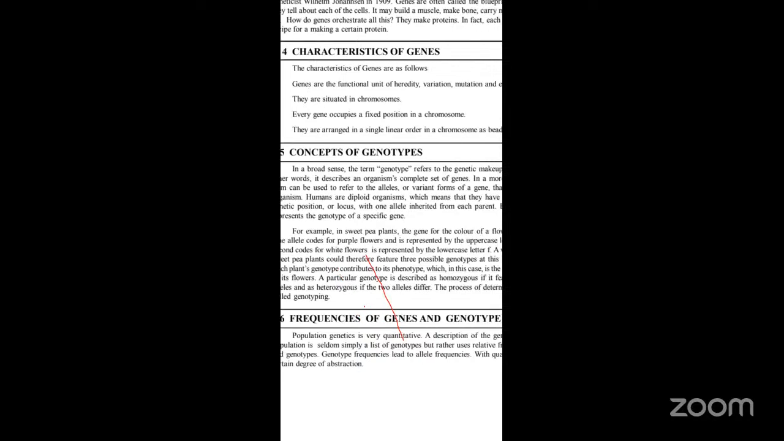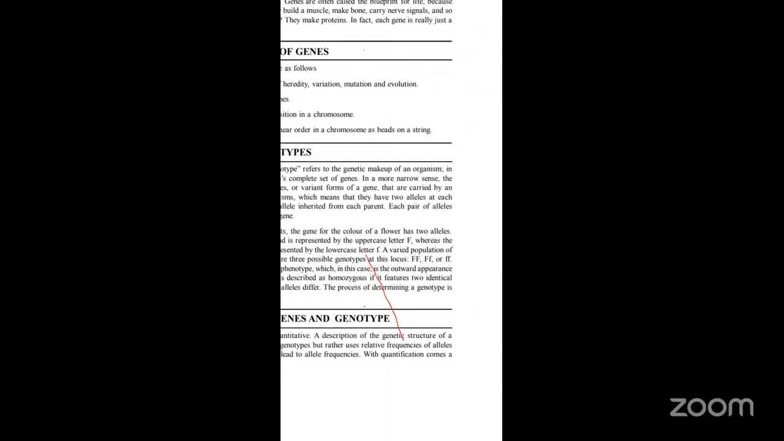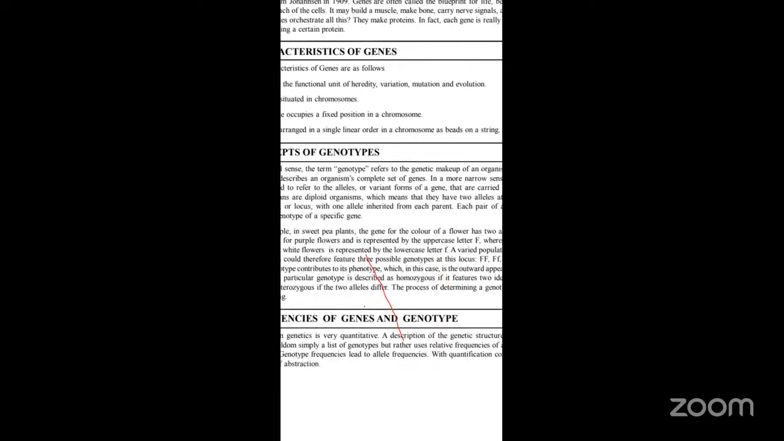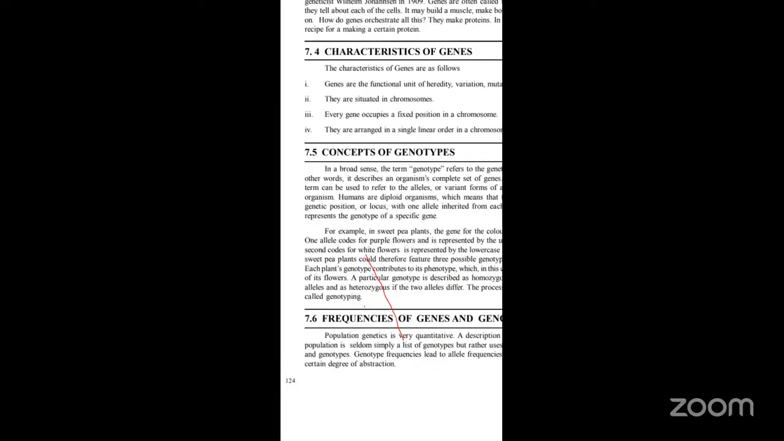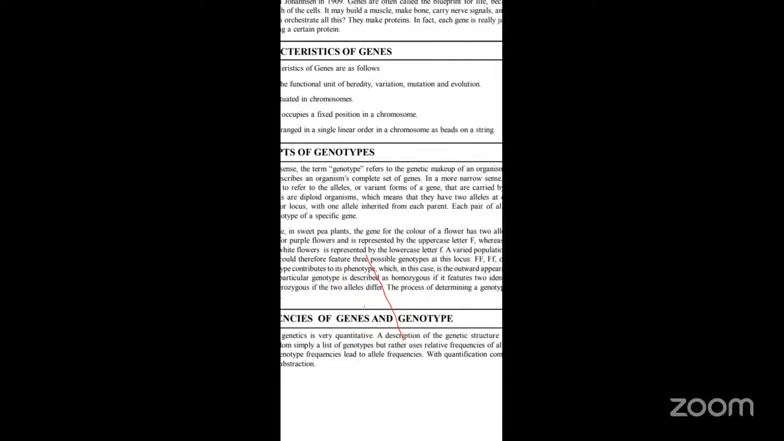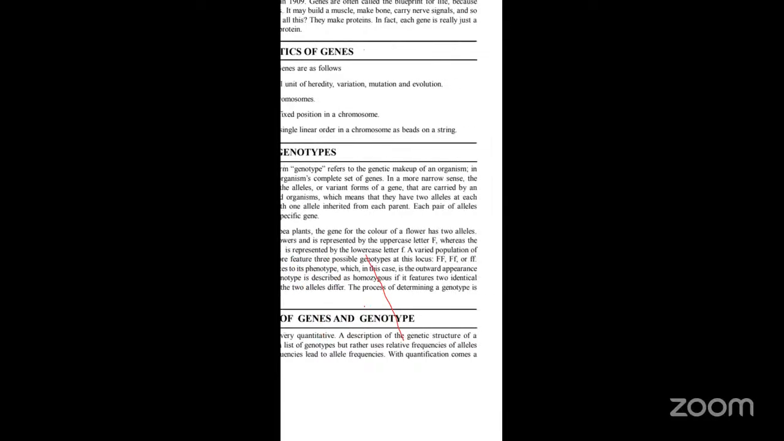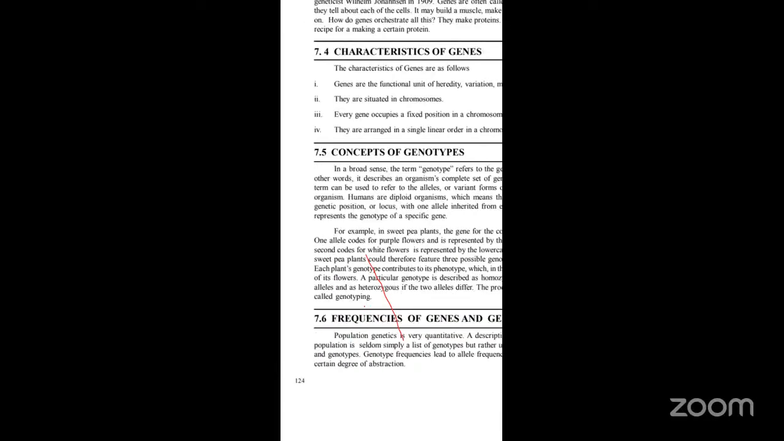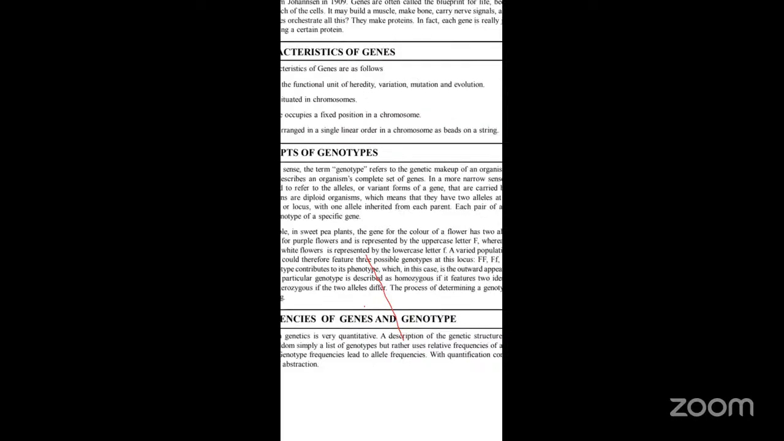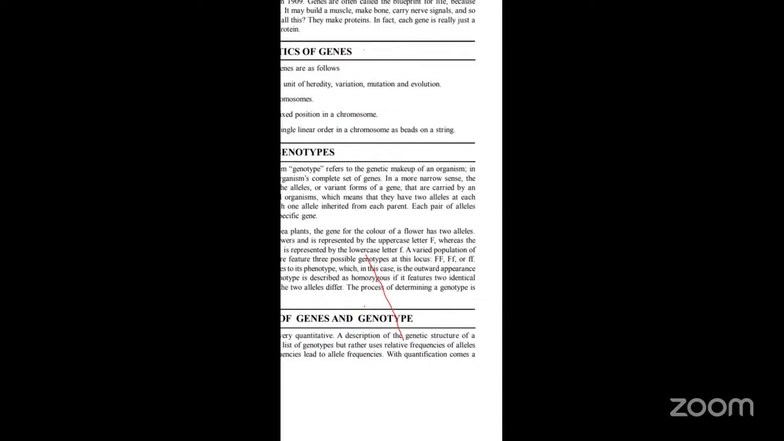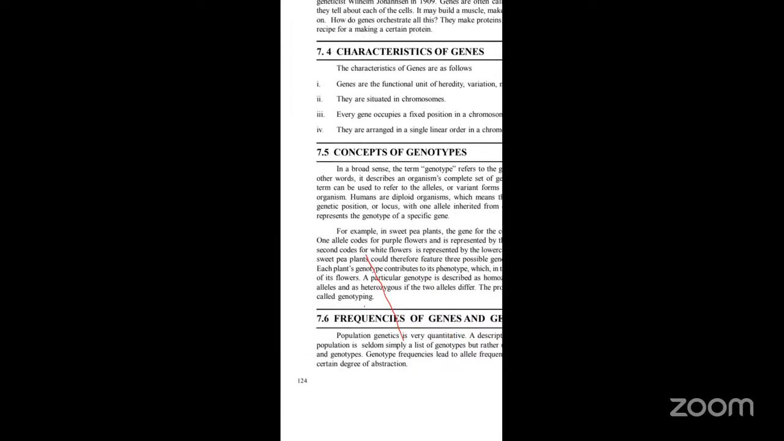Population genetics is very quantitative. A description of the genetic structure of a population is seldom simply a list of genotypes, but rather uses relative frequencies of genotypes. Genotype frequencies lead to allele frequencies. With quantification comes a certain degree of abstraction.